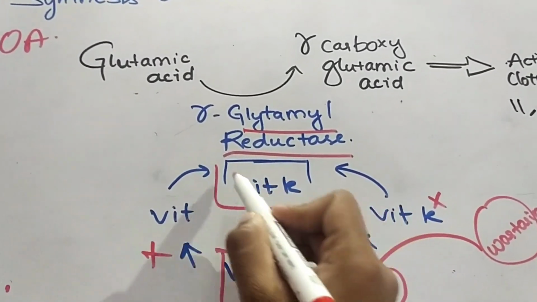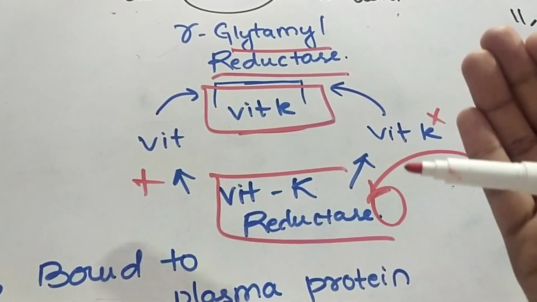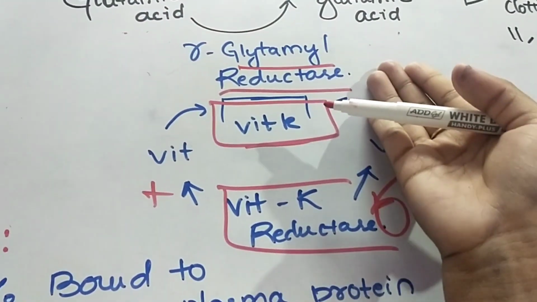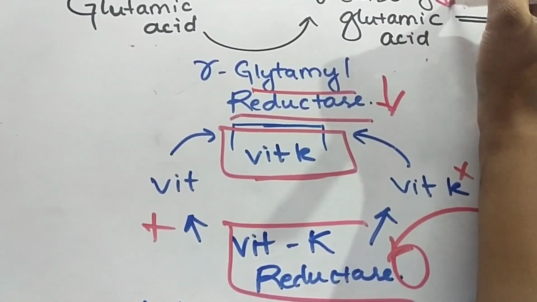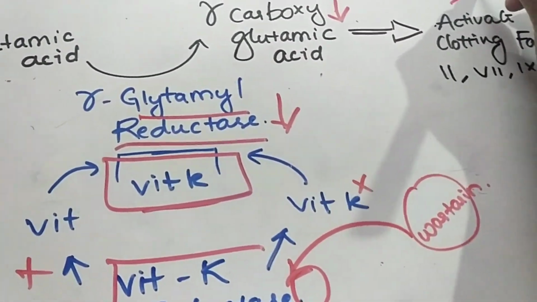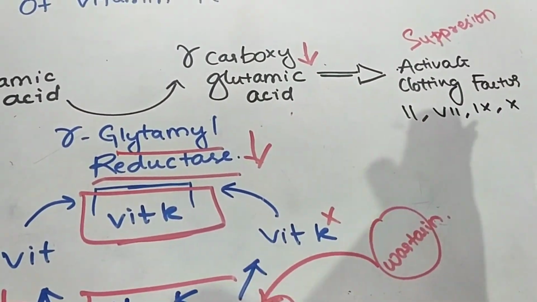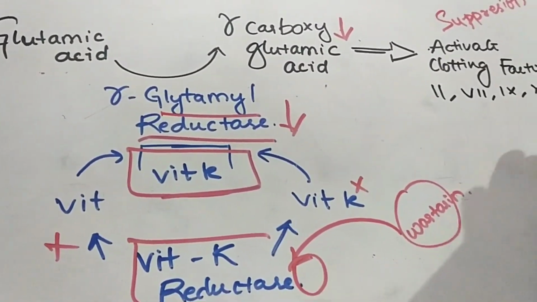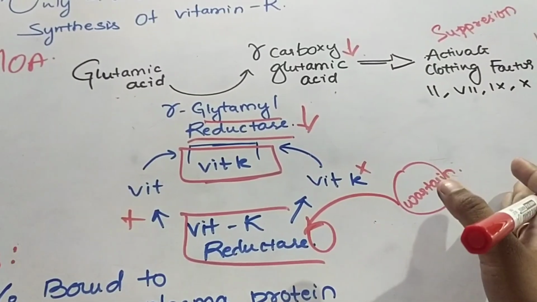Now warfarin is given. It acts on vitamin K reductase, so vitamin K synthesis is stopped. There is no passage of vitamin K from vitamin K reductase to the gamma glutamyl enzyme, so gamma carboxyglutamic acid decreases, which results in suppression of activation of clotting factors. These clotting factors are decreased, resulting in anticoagulation. This is the mechanism of action of warfarin.